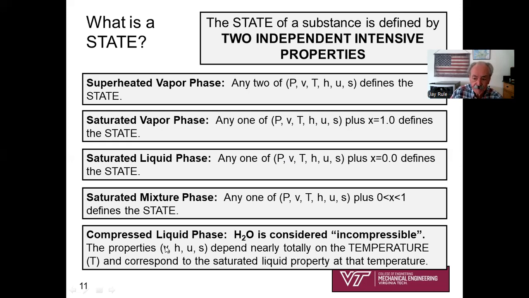And then finally, the compressed liquid phase, to the left of the vapor dome. H2O is considered incompressible, or in other words, constant specific volume. Go to your textbook and refresh your memory that for incompressible liquids, particularly H2O, like tap water, the properties specific volume, enthalpy, internal energy, and entropy depend nearly totally on temperature. So you go to your temperature table and look up v sub f, h sub f, u sub f, saturated liquid at that temperature, and that gives you the property you're seeking. That's what sets the state for compressed liquids.